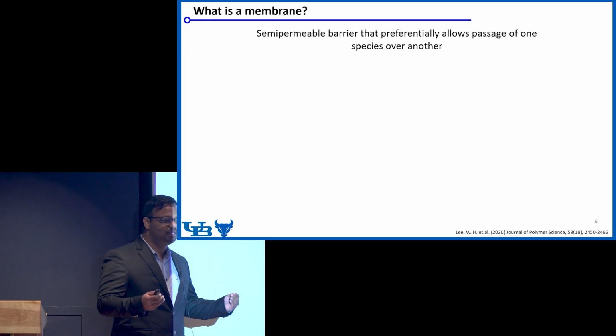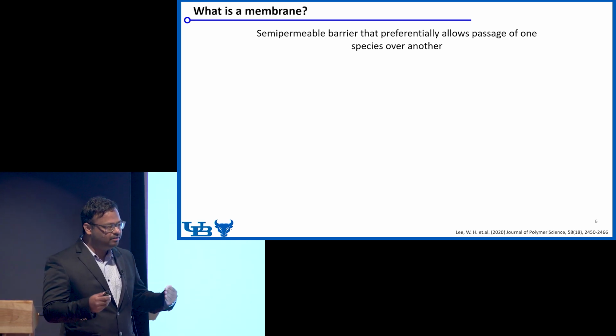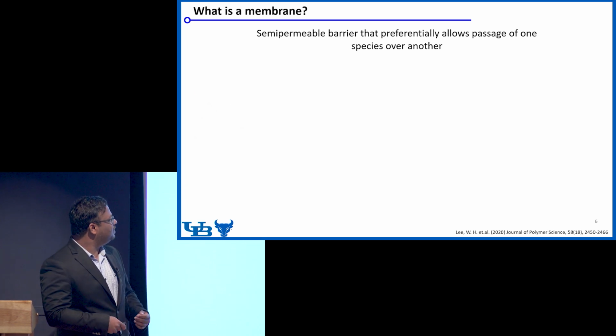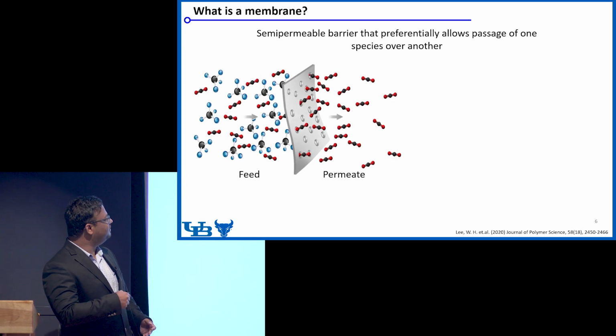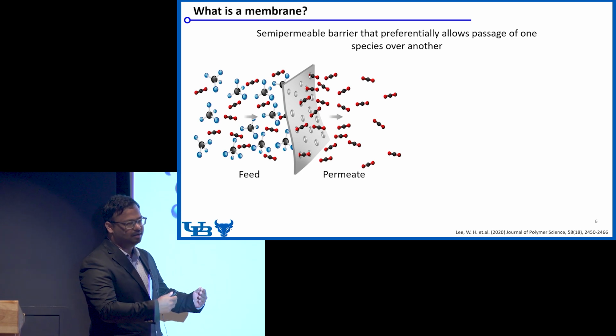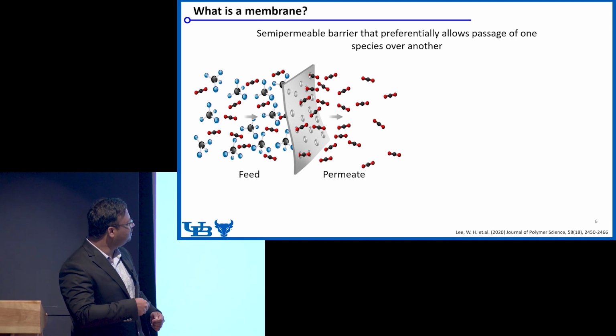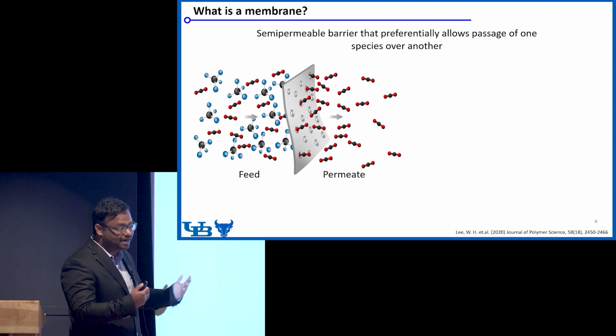By definition, membranes are a semi-permeable barrier which allows one molecule to go through and rejects another molecule. So if you have a mixture of two molecules on the feed side, you put in a membrane and force those two molecules through it, and the smaller molecule goes through to the permeate side. This is how you can actually separate out the mixture into its pure components, ideally.